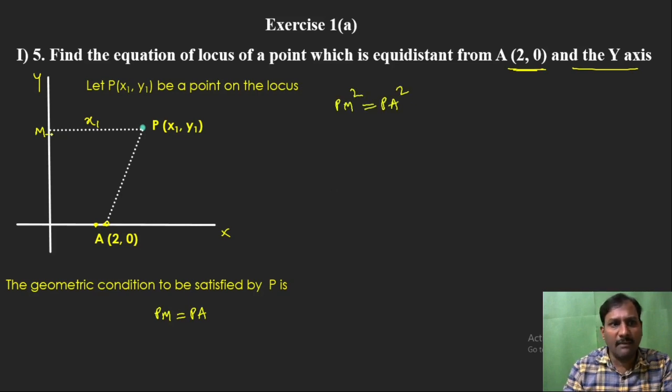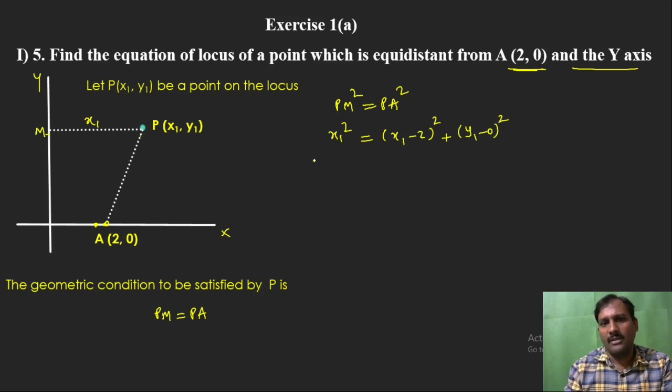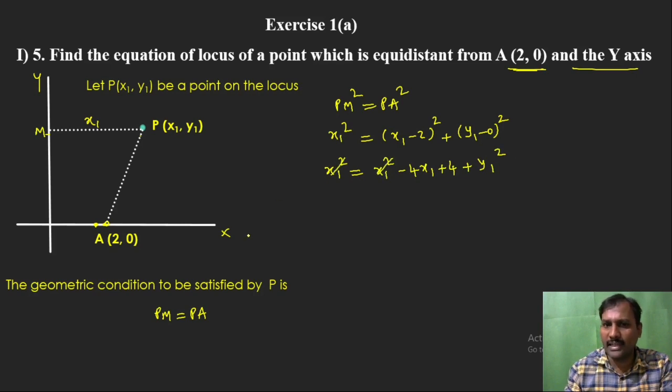And what is PM here? It is nothing but x1 square, which is equal to PA square. The distance between P and A is (x1 minus 2) whole square plus (y1 minus 0) whole square. So simplify this: x1 square is equal to x1 square minus 4x1 plus 4 plus y1 square. Both sides x1 square gets cancelled. So if you simplify this, y1 square minus 4x1 plus 4 equals 0.